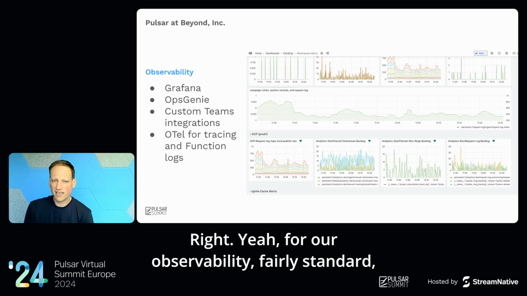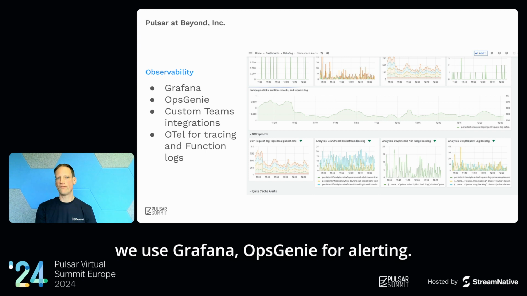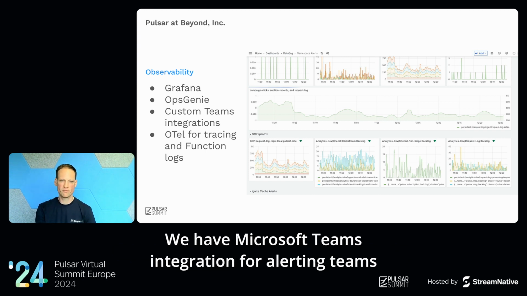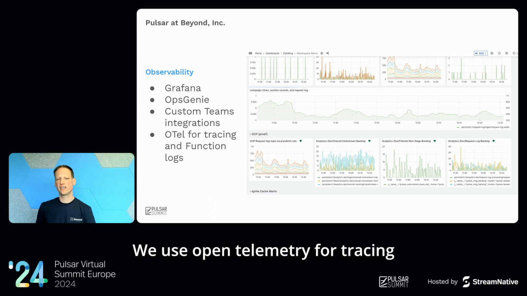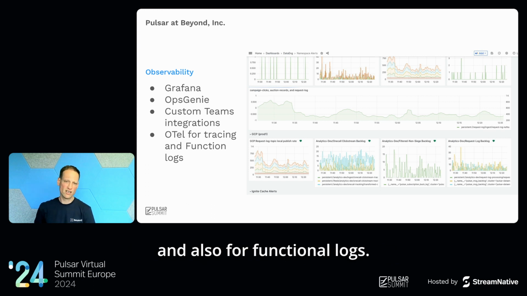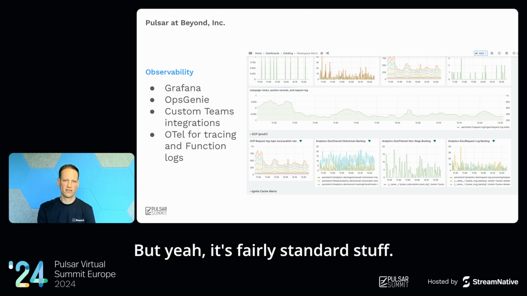For our observability, fairly standard. We use Grafana, Opsgenie for alerting. We have a Microsoft Teams integration for alerting teams of non-critical operations, informational stuff. We use OpenTelemetry for tracing and also for function logs. It's fairly standard stuff.